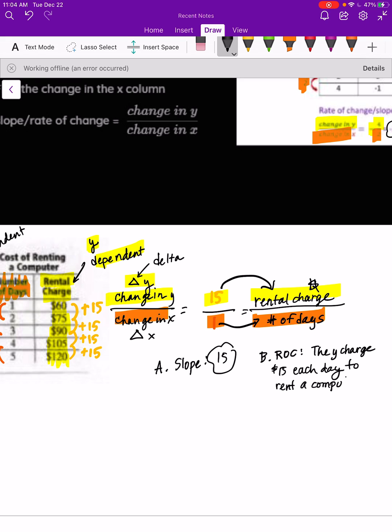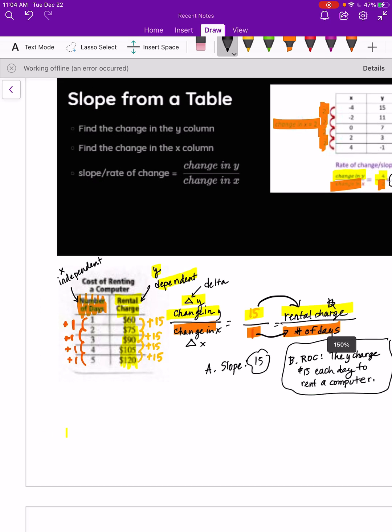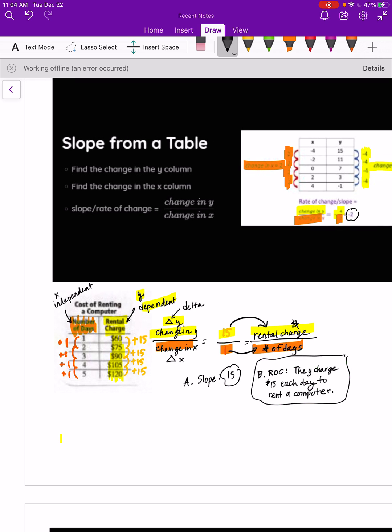So rate of change is where you attach the labels, attaching the y and then attaching the x. So they charge $15 each day to rent a computer. There's a lot of times that they'll ask you for both: give me the slope and give me the rate of change. So that's the difference between the two. That's where you attach a label. So that is slope from a table.